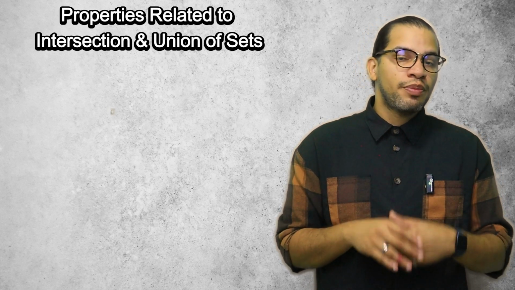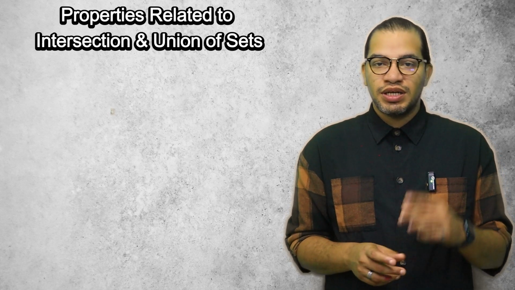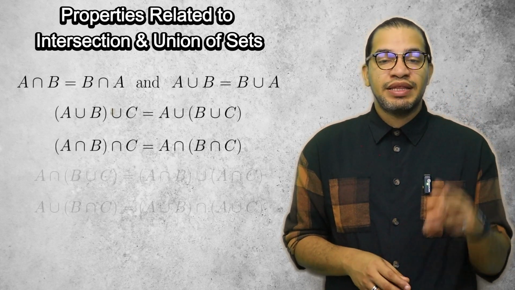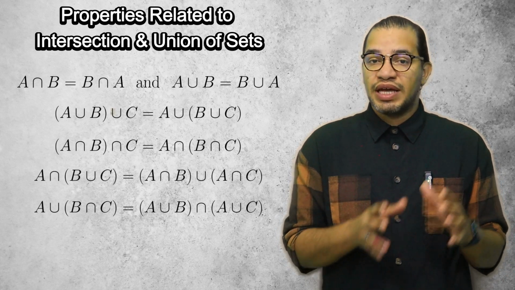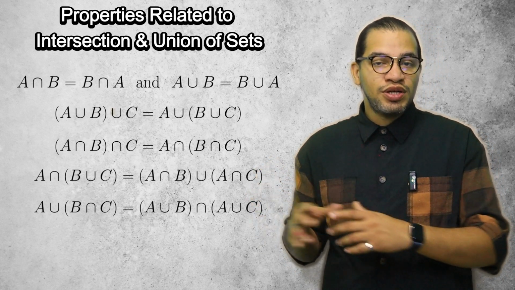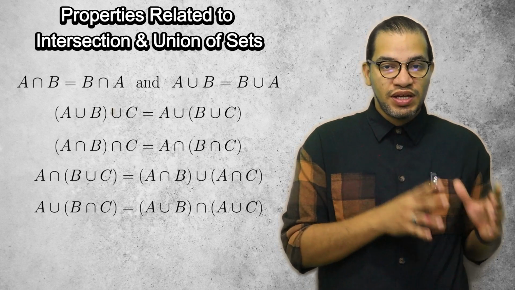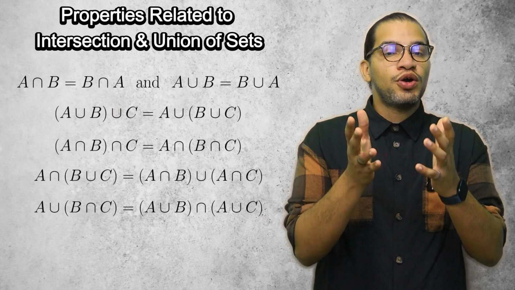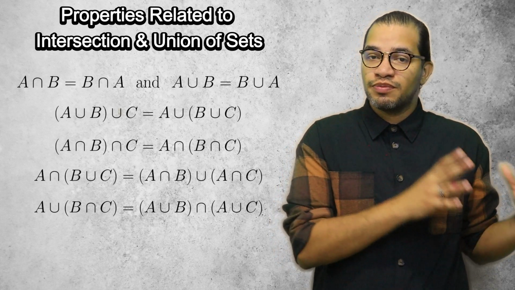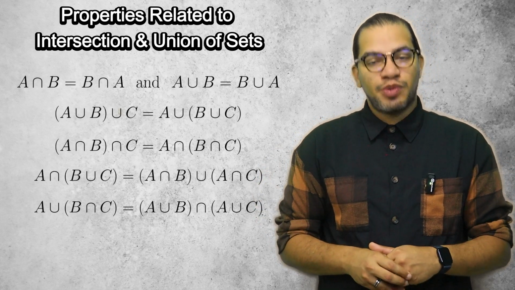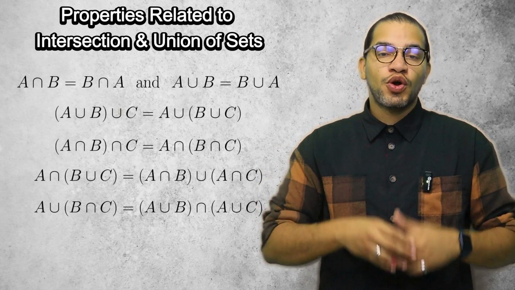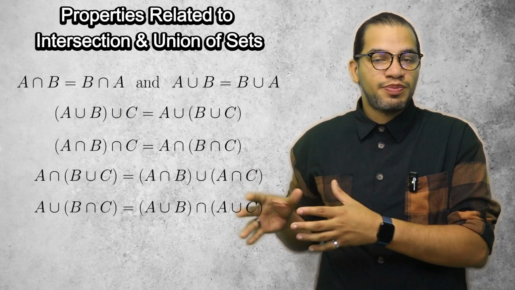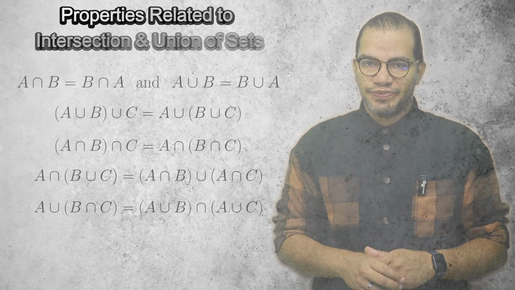The most important properties are the following: the commutative law, the associative law, and the distributive law of the intersection with respect to the union, and also of the union with respect to the intersection. We encourage you to prove both the commutative and the associative properties. For now, we are going to prove the distributive property of the union with respect to the intersection.